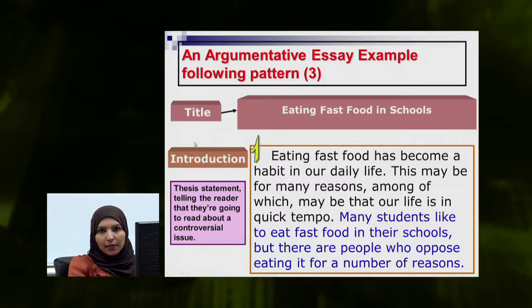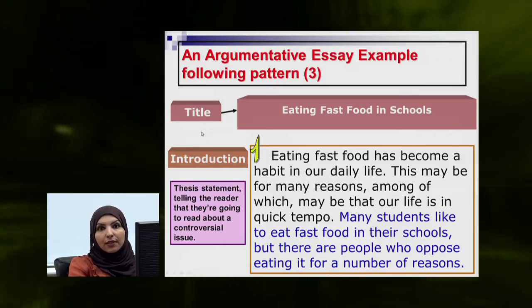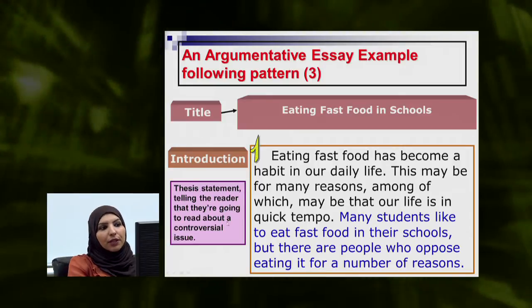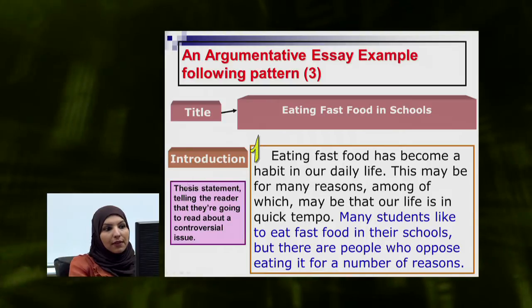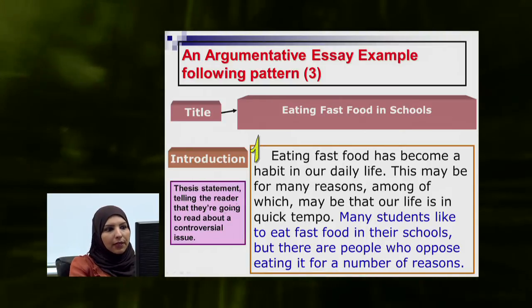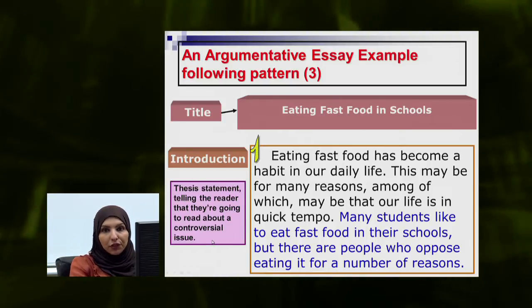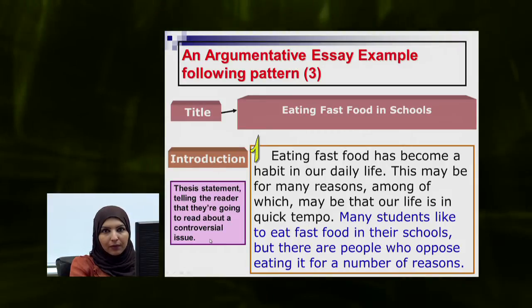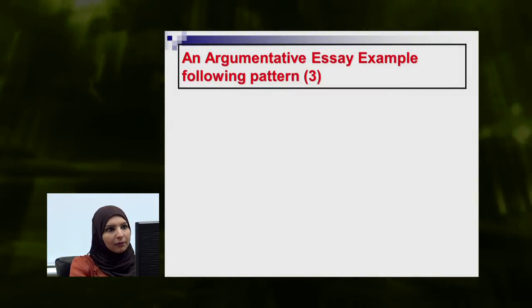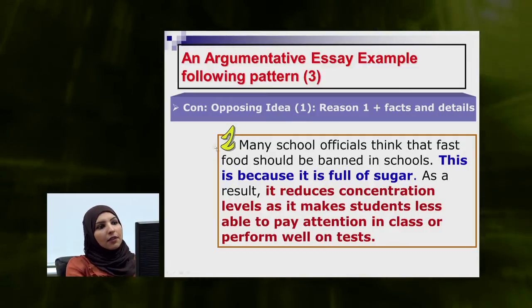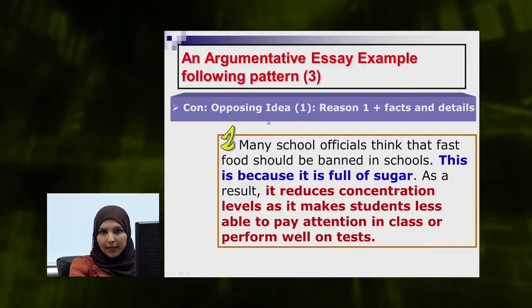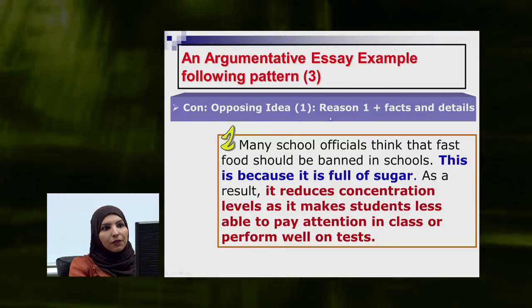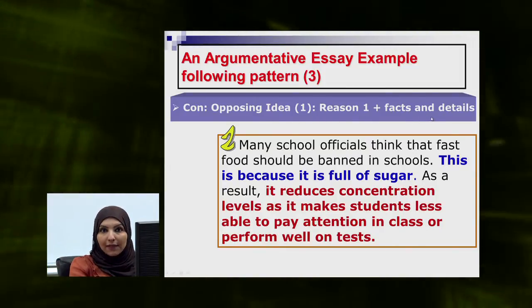So, as we said, your essay should start with a title. After that comes your introduction. This introduction should include a thesis statement telling the reader that they are going to read about a controversial issue. Let's go on. In the second paragraph, you are going to write your first opposing idea, including the first reason, plus facts and details.